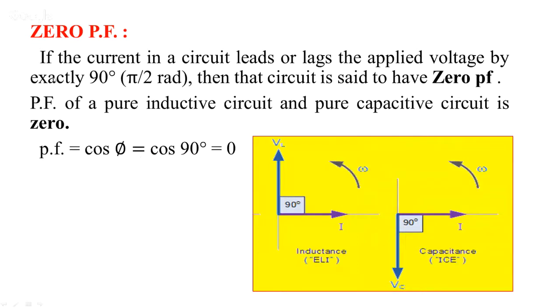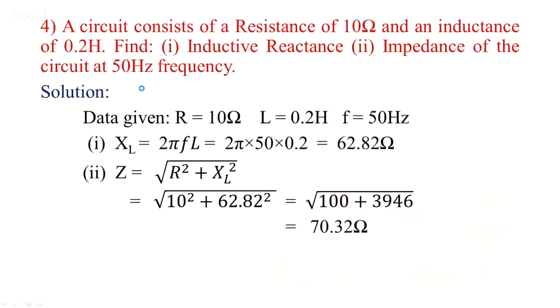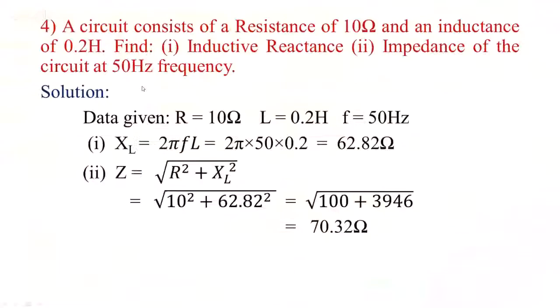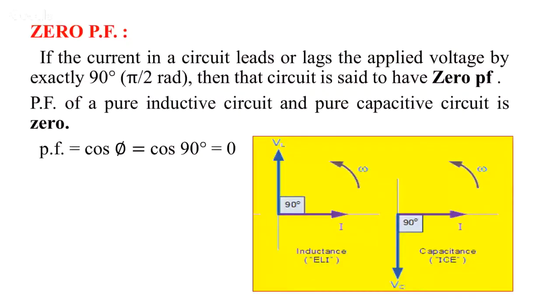Next is zero power factor. Now, if the current in the circuit leads or lags the applied voltage by exactly 90 degrees or pi by 2 radians, so we have seen that. It is 90 degrees electrical or pi by 2 radians, then that circuit is said to have zero power factor. Power factor in the case of a pure inductive and a pure capacitive circuit is 0.